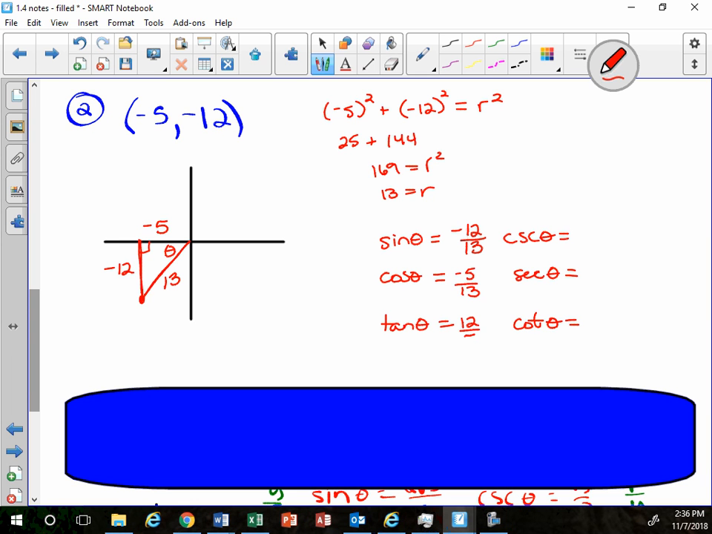Two negatives will cancel. Then we're flipping them. So cosecant is negative 13/12. Do you think it matters if the negative's part of the numerator or the denominator? No, it's just the whole fraction is negative, wherever you want to put it. So negative 13 over 5, 5 over 12. Questions so far, guys? Okay.